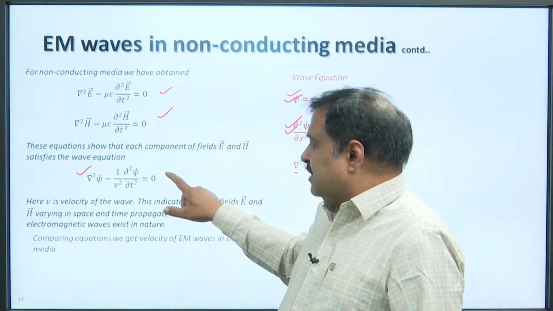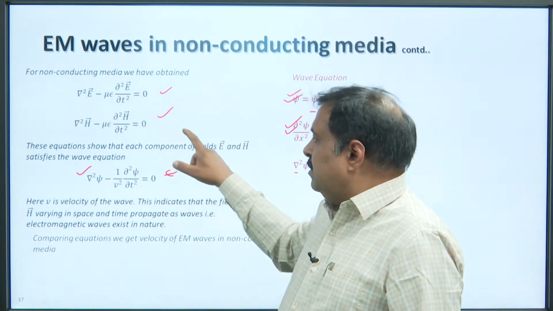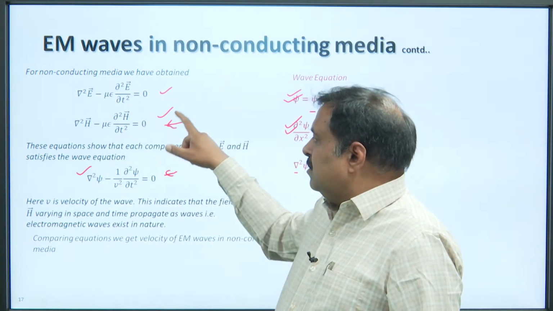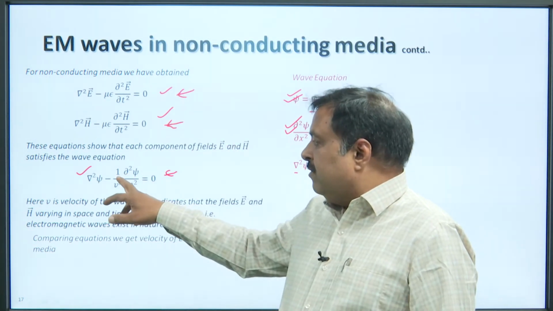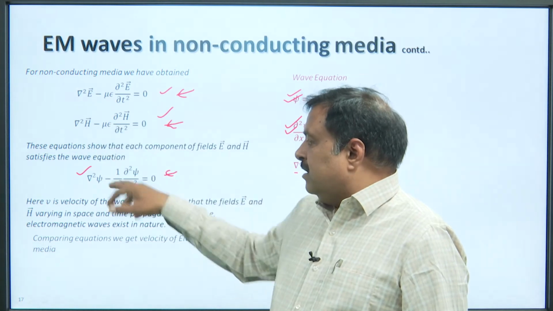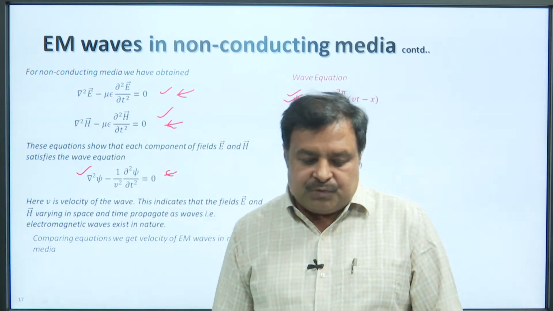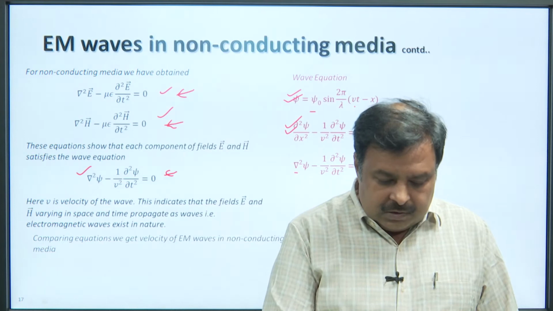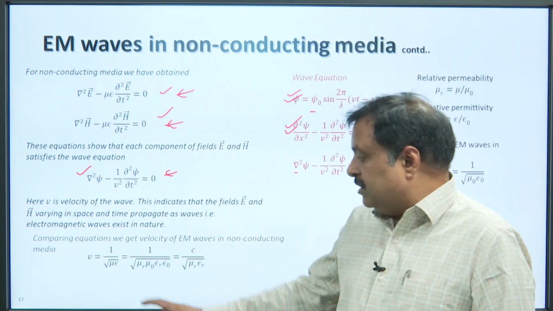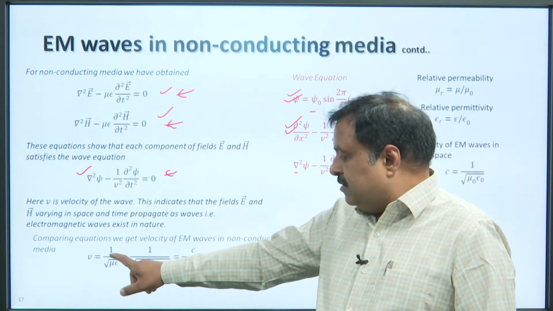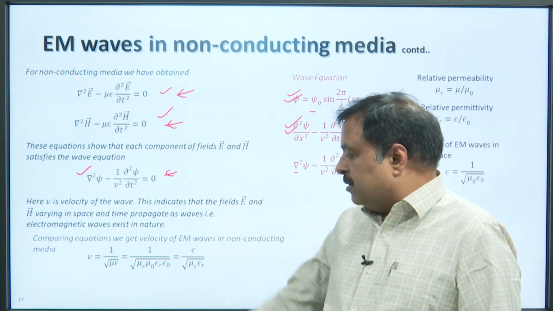Let us compare this equation with this equation or this equation. Then I have mu epsilon in the place of 1 by v square. So, this gives the velocity of the wave as 1 upon root mu epsilon.